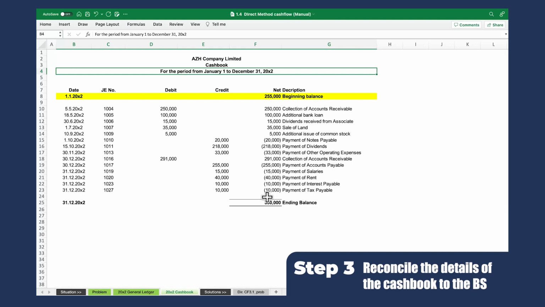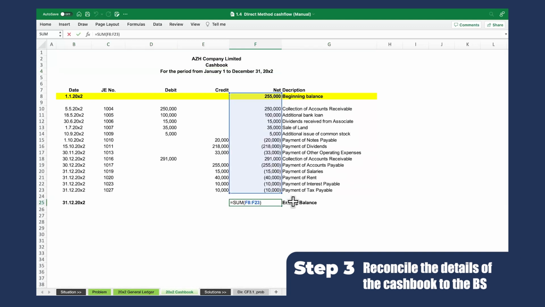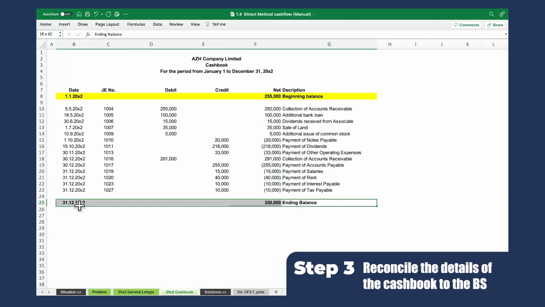Next, you have to check the formula if the ending balance is being computed properly, and all the debits and credits are also being computed through formula so that you don't have any mathematical errors. Once you have determined the mathematical accuracy of your spreadsheet, you have to check if the ending balance is reconciling to the ending balance of your balance sheet.